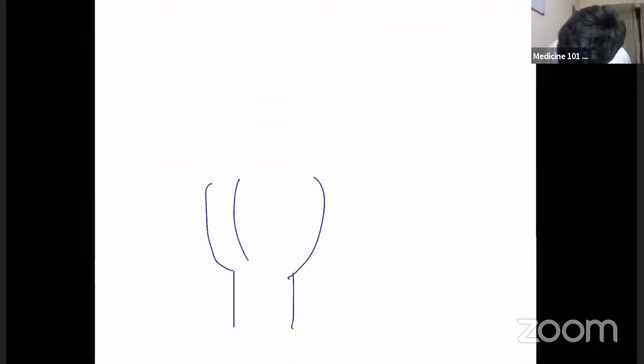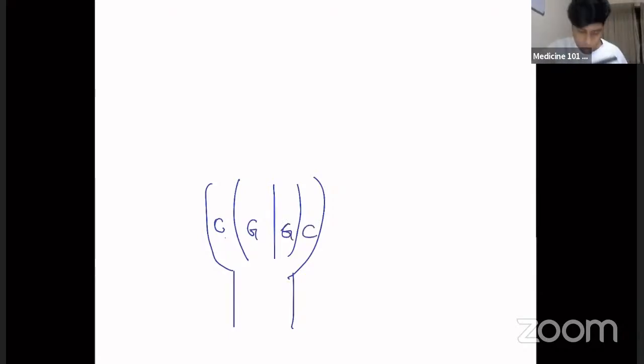This is the posterior aspect of the brainstem. Cuneate, gracilis tubercles. Cuneate tubercle. Gracile tubercle.